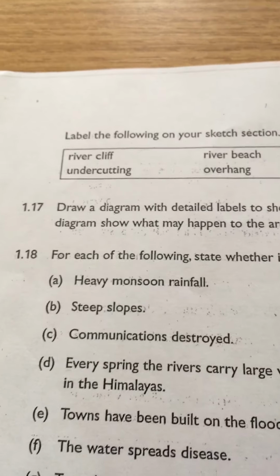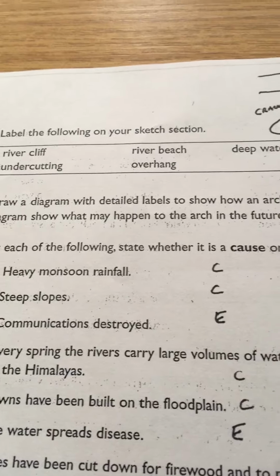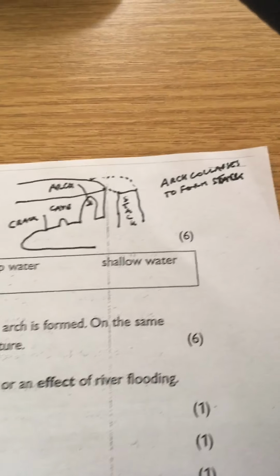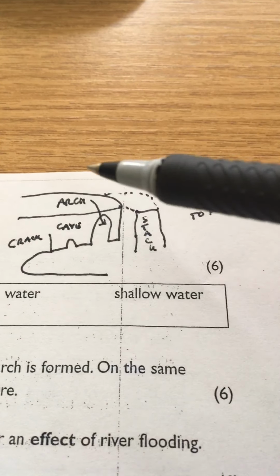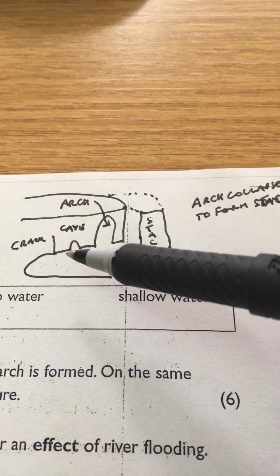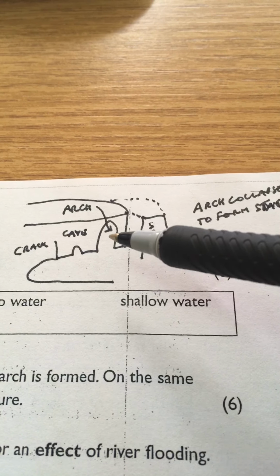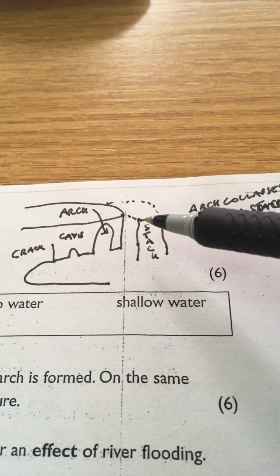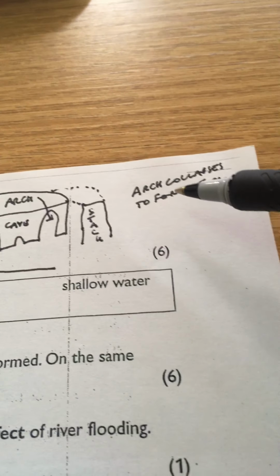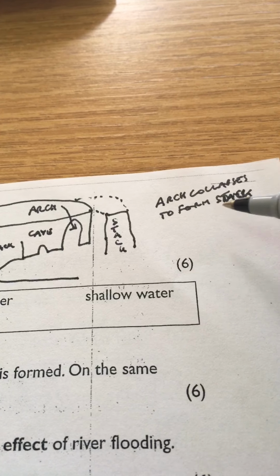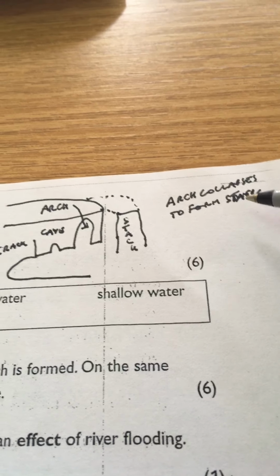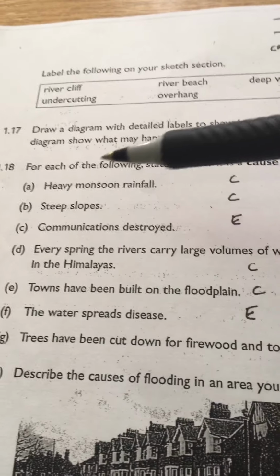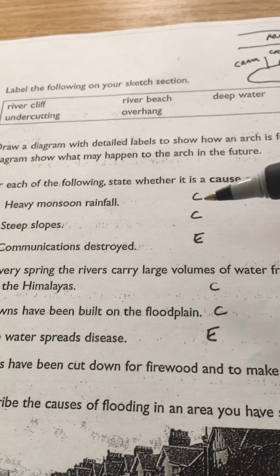Oh, I've done that, I've labelled the river. 117. Draw a diagram with the detailed labels to show how an arch is formed. We've done this so many times, I just did a quick little sketch. You've got your crack, cave, arch. This eventually collapses, that's meant to signify collapsing, and it forms a stack behind. Arch collapses to form stack. Sorry, not very neatly written, because I wrote stump initially, I made a mistake. Anyway, on to the next question, we're on to flooding now.